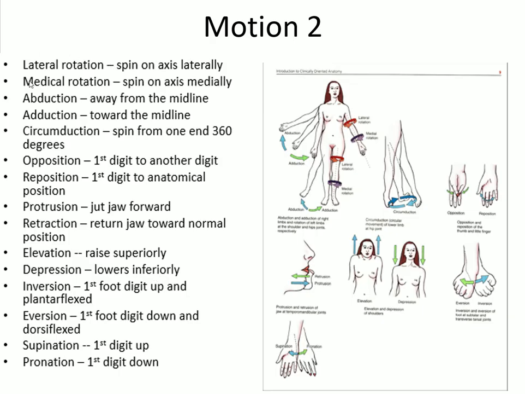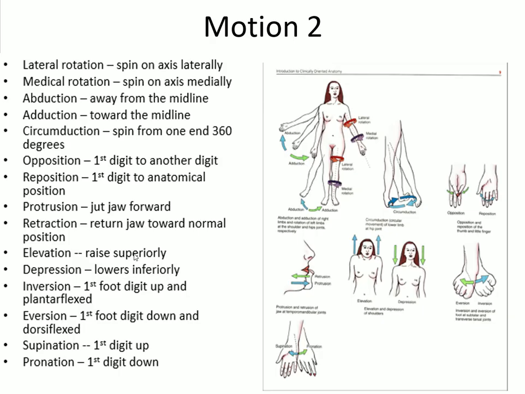Lateral rotation, medial rotation, that says medical, that should say medial. Abduction, away from the midline. Adduction, toward the midline. Circumduction, spinning from one end 360 degrees. Opposition, first digit to another digit. Reposition, first digit to anatomical position. Protrusion, jut jaw forward. Retraction, return jaw to normal. Elevation, raise superiorly. Depression, lowers inferiorly.